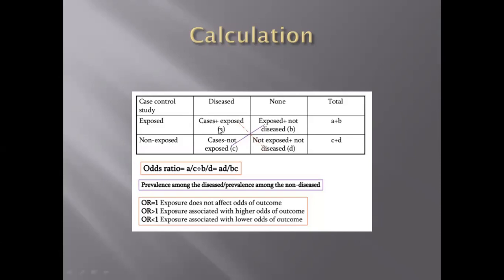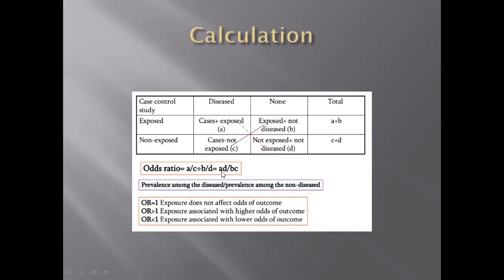If we say that cases exposed and diseased, it will be A, and exposed plus not diseased, it will be B, and the cases not exposed and diseased, it's C, and not exposed plus not diseased, this is D. So the odds ratio will be AC divided by BD, which is equal to AD divided by BC. So prevalence among the diseased and prevalence among the non-diseased.